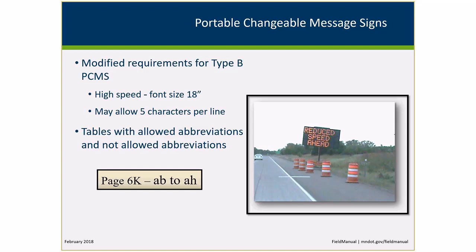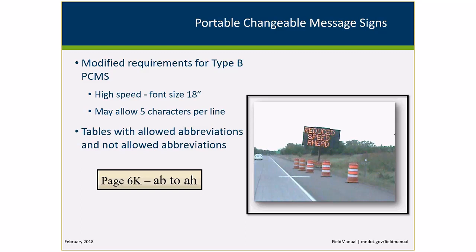New in the field manual is we added a lot more abbreviations. The previous field manual had the abbreviations that are allowed to be used on a portable changeable message sign, but there are also abbreviations that can be used on any sign. And it wasn't clear because we just had that one table in the previous field manual. So we've updated the table in the field manual to include all the abbreviations that can be used on a PCMS.